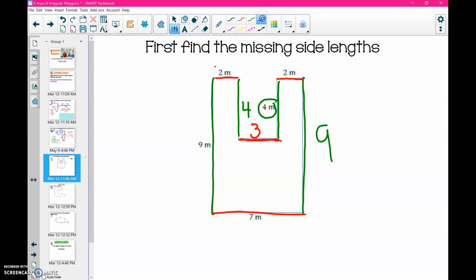Now let's look at how we are going to break this down, because we don't know the area of this kind of shape. So let's break it down. Now personally, this is what I would do. I would go like this, okay, to break it into those 3 rectangles.